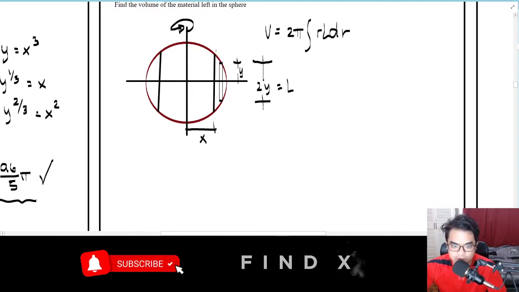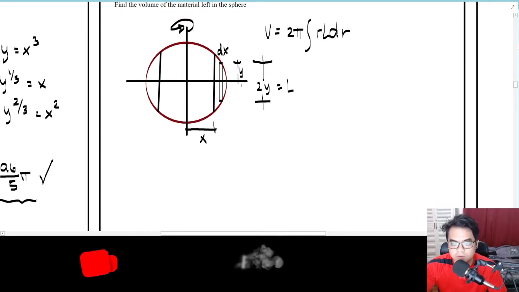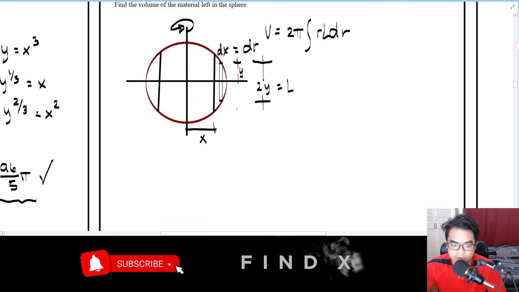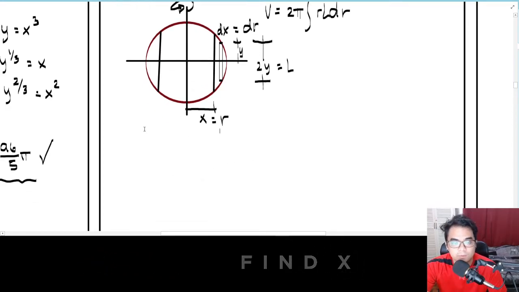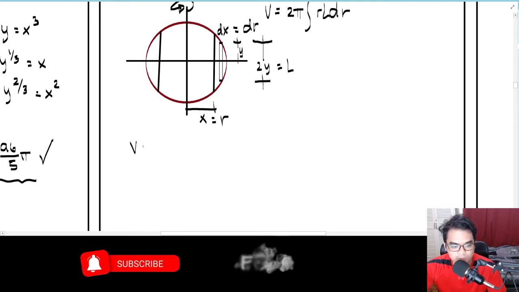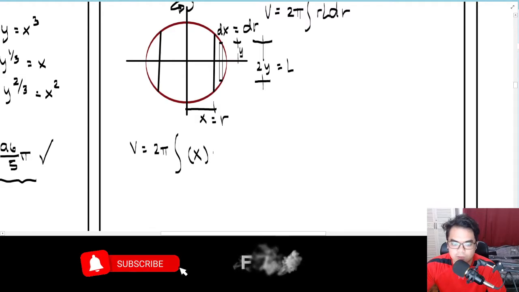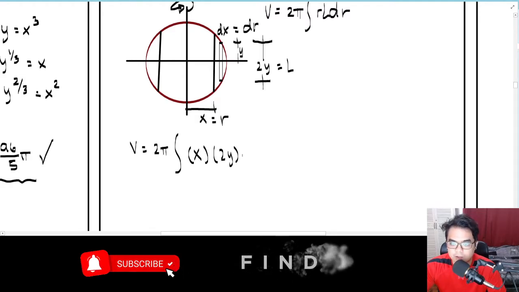And of course, this will be your dx, and this will be the one that will act as your dr, and then your x will be your r. So let's do this. V is equal to 2 pi integral of r. Your r is x, right? And then your length will be 2y, and then your dr will be dx.